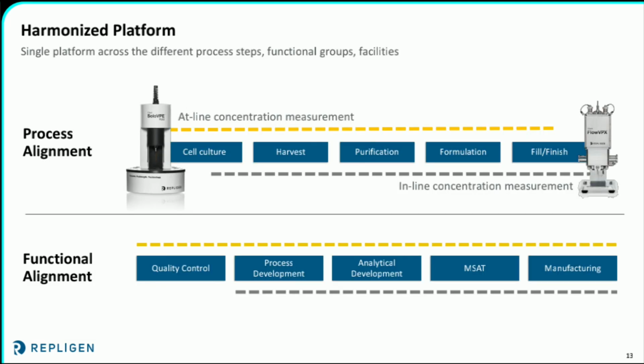Again, these also have a harmonized platform across various functional groups and process alignments. As I mentioned, going from cell culture upstream all the way down to your formulation and fill finish processes within your bioprocessing workflow, the Solo VPE as well as FlowVPX have been implemented across the board. And when it comes to functional alignment, all the way from process development through MSAT and manufacturing. The only thing you'll notice is the FlowVPX isn't really a quality control tool. Most of those systems are offline, but as soon as you bring everything in line to the various disciplines, the FlowVPX has shown applicability.